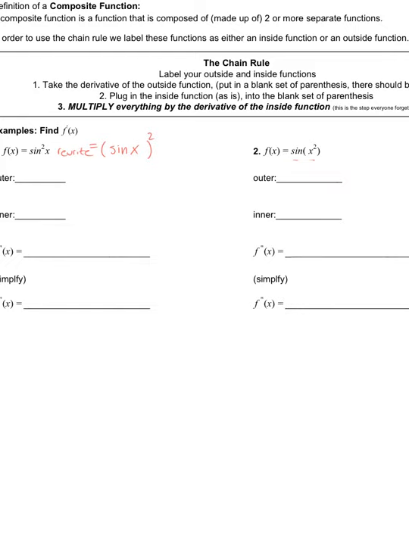Okay, so let's go right here. Which function, the sine of x or squared, is doing something to the other function? We are squaring the sine of x. The function that is doing something to the other function is always the outer function.